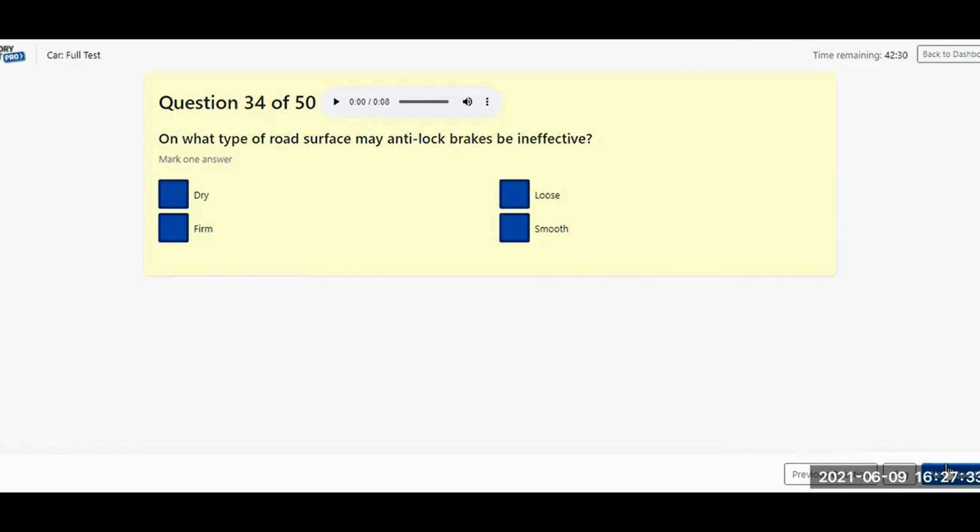On what type of road surface may the anti-lock braking system be ineffective? Yes, it's loose chippings, where the tarmac is not good. Your anti-lock braking system is not going to work that well.